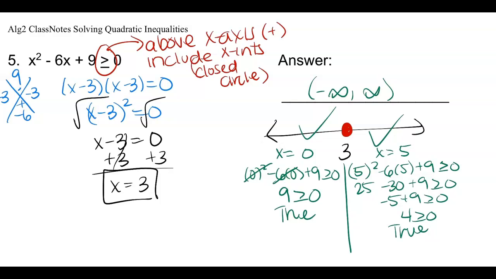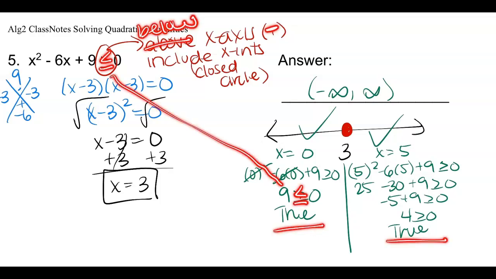Let's say, just for funsies, that instead of being greater than or equal to, you were looking for less than or equal to. Less than or equal to would mean that you're looking for the values that are below the x-axis. You don't have to write this. But for the below part, you're looking for any values that are going to be negative. Well, if you looked at both of these statements, neither of those are going to be negative. You have 9 is less than or equal to 0, because remember, I flipped the inequality really quickly. That would be a false statement.